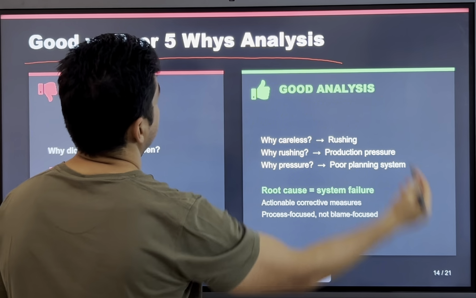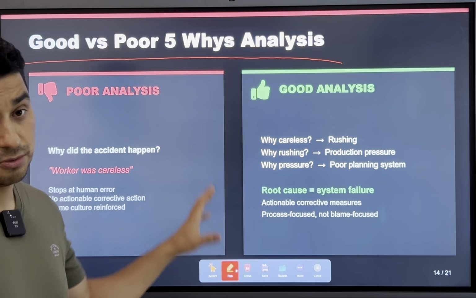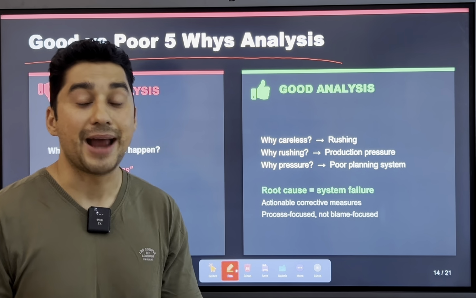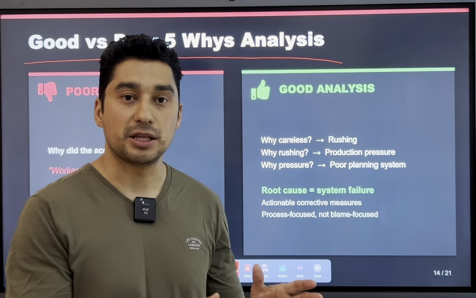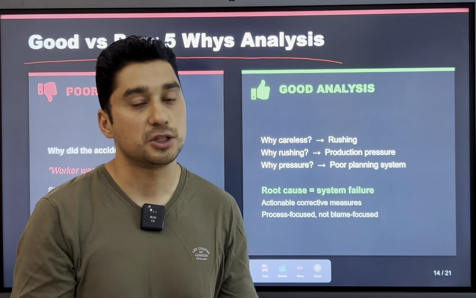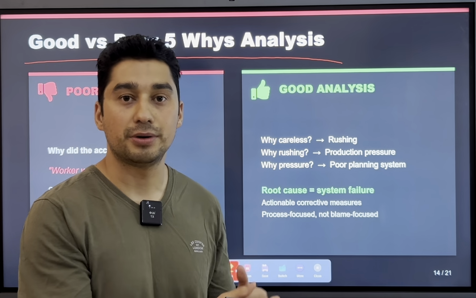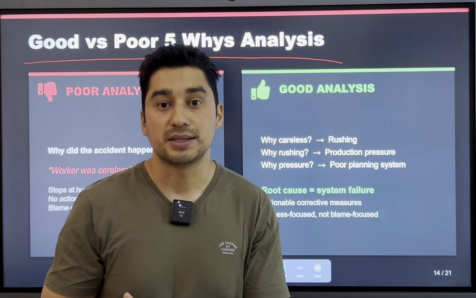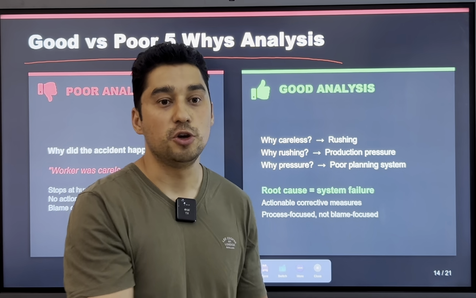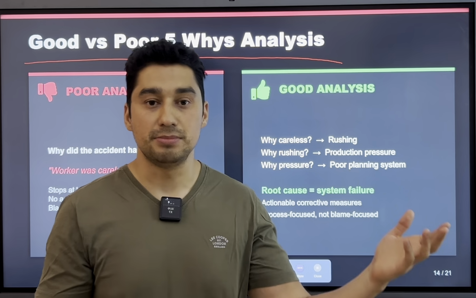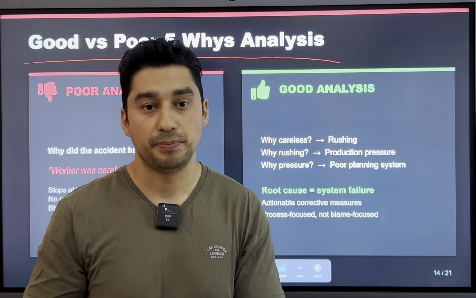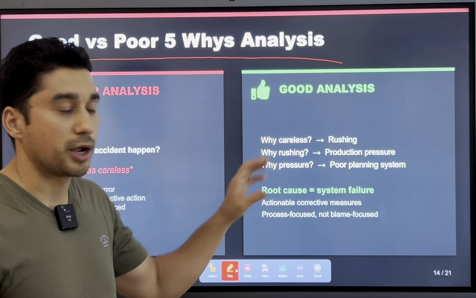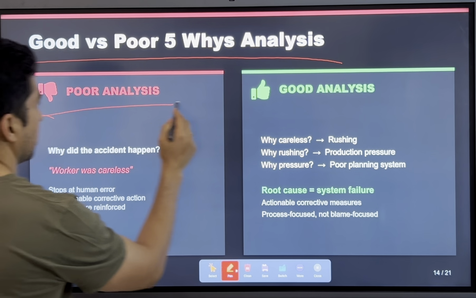Good versus poor 5 why analysis. This is one of the comparisons. A poor 5 why analysis stops at human error. If you are stopping at the human error, yes, it is a human problem, but that is not good. That is a problem with your incident investigation 5 why analysis. A good analysis goes beyond the human error. It will go to the system failure, like poor housekeeping. So this is the difference between reactive and proactive organizations.